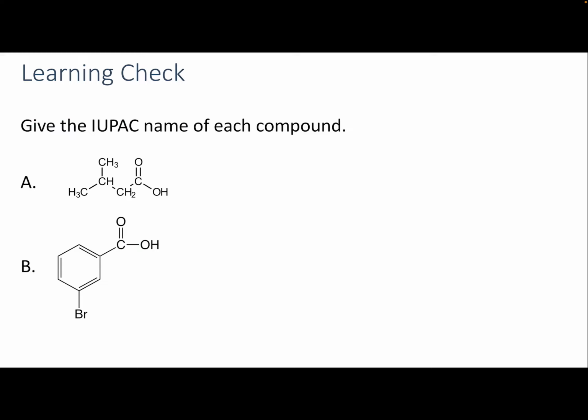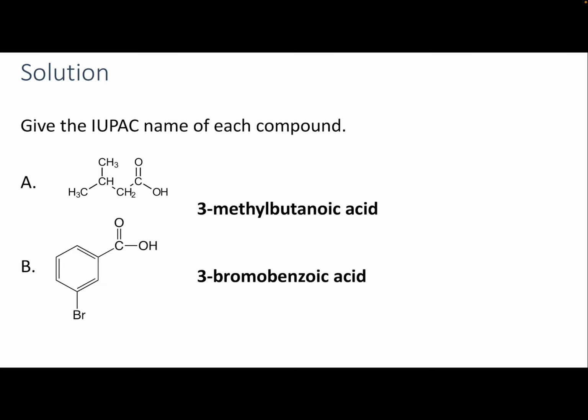Give the IUPAC name for each of these compounds. So again, carboxylic acids, one's a benzene derivative. Pause it, give it a shot. Hopefully you come up with 3-methyl butanoic acid for your first one, and 3-bromobenzoic acid, or meta-bromobenzoic acid. You could also have called the previous one beta-methyl butyric acid.